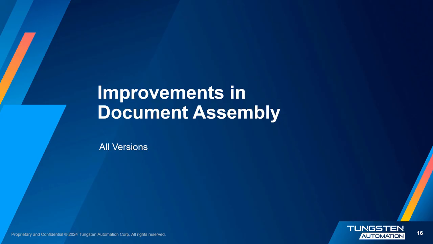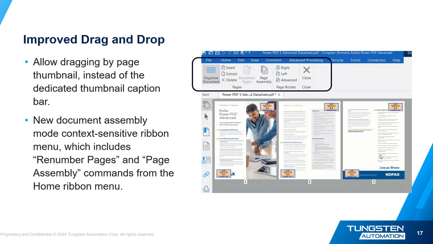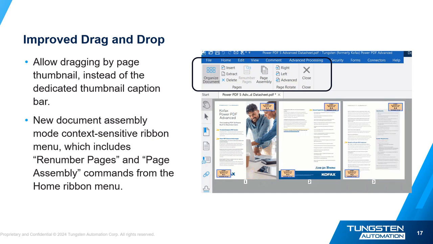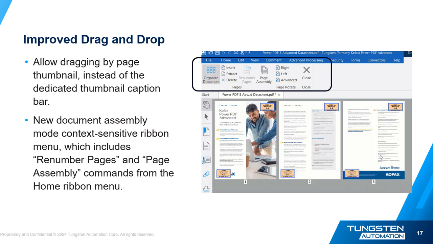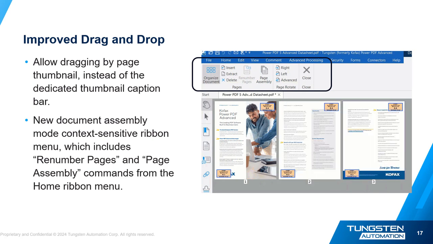Looking next, version 5.1 introduces improvement in document assembly functionality. This is available for all versions of Power PDF. Now, dragging and dropping pages are made even easier and more powerful. Users can click anywhere on the page to drag and drop. Previously, they had to click on a specific bar at the bottom of the page, which was not very intuitive.